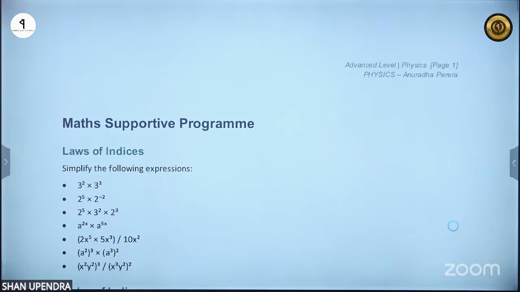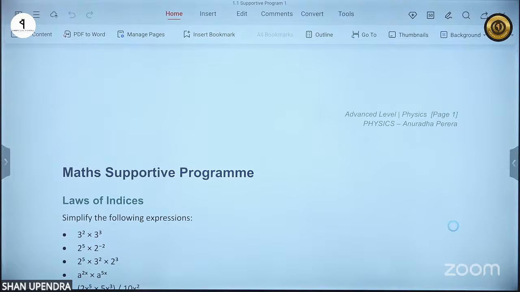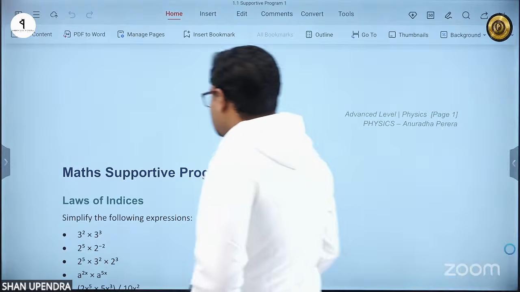You can ask. I'm checking the Zoom chat. Okay, I'm watching the Zoom chat. Then we can do the work.